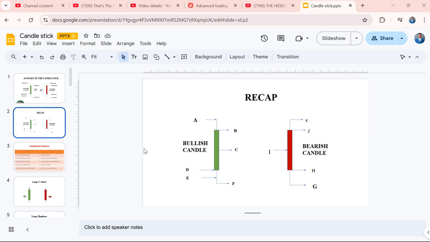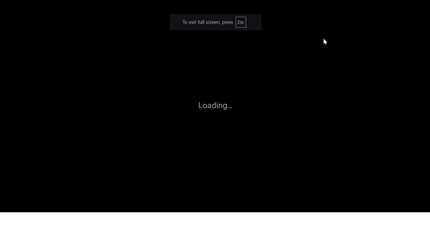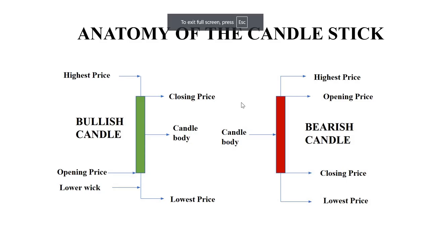Hello, guys. I am once again back on your screen, and in this episode, we will be looking at understanding candlestick patterns. Now, if you haven't watched episode one of this series that I'm doing, then I would encourage you to go back and watch episode one, which talks about the anatomy of the candlestick, as you are seeing on the screen.